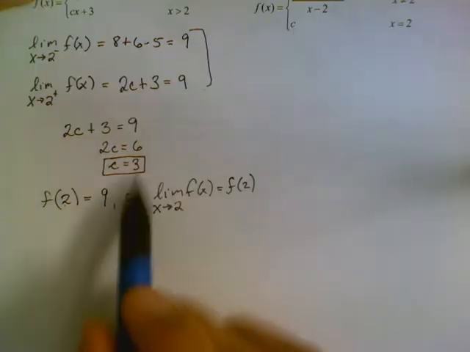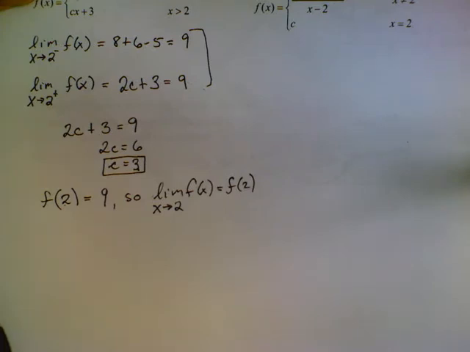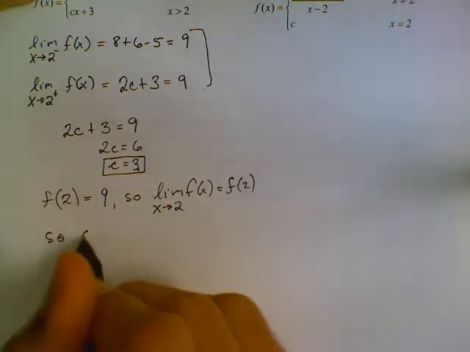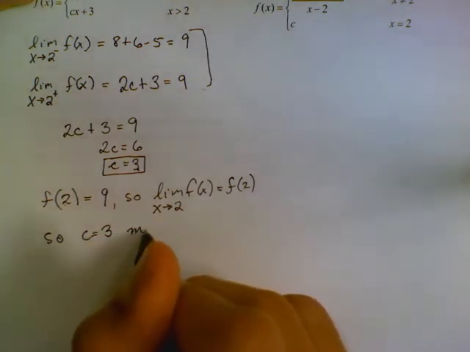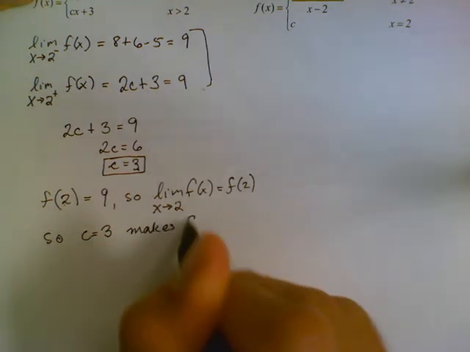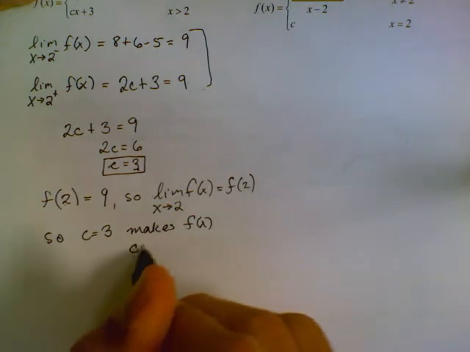So therefore, we have just made this thing continuous with c equals 3. So c equals 3 makes f of x continuous.